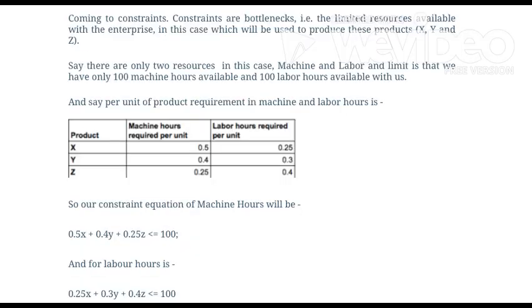Coming to constraints, constraints are bottlenecks, that is the limited resources available with the enterprise. In this case, which will be the resources used to produce these products X, Y and Z. Say there are only two resources in this case, machine and labor, and the limit is that we have only 100 machine hours available and 100 labor hours available with us. And say the per unit product requirement in machine and labor hours is as follows. So our constraint equation of machine hours will be 0.5x plus 0.4y plus 0.25z is less than equal to 100, and for labor hours is 0.25x plus 0.3y plus 0.4z is less than equal to 100.